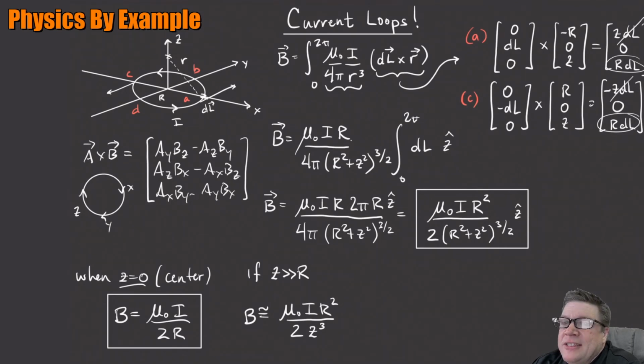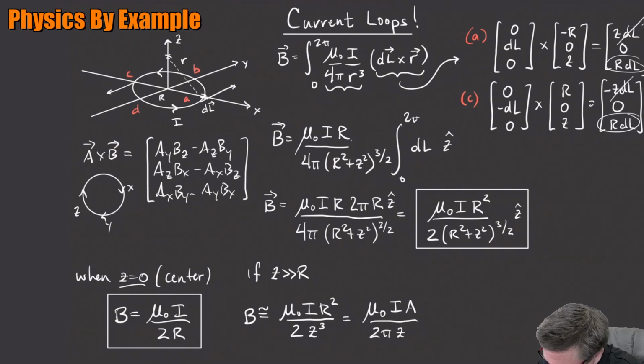I'm going to write this in a slightly different form because this is probably what you're going to see. Look at that I r squared in the numerator. What if I multiply the top and the bottom for no reason by pi? So on the top, that would give me I pi r squared, right? Pi r squared, that's the area of the loop. So let's write it like this. What if I said it's mu naught I times A, the area of the loop, and then on the bottom, I'm going to have 2 pi Z cubed.